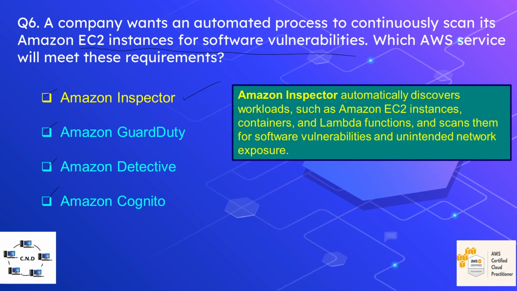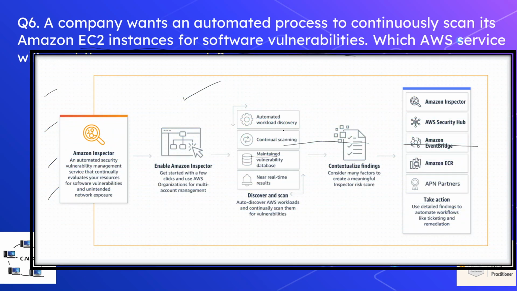Amazon Inspector automatically discovers workloads such as Amazon EC2 instances, containers, and Lambda functions and scans them for software vulnerabilities and unintended network exposure. This is a visual representation of Amazon Inspector. You need to enable Amazon Inspector inside your AWS organization.